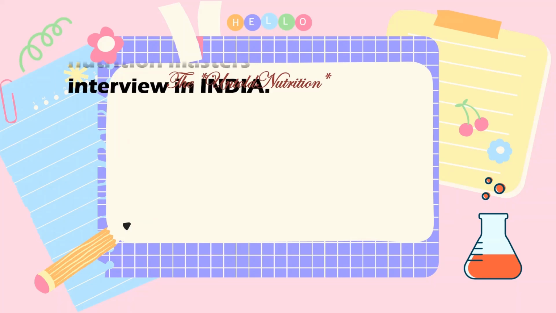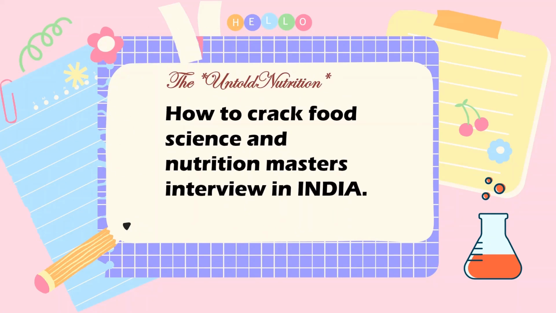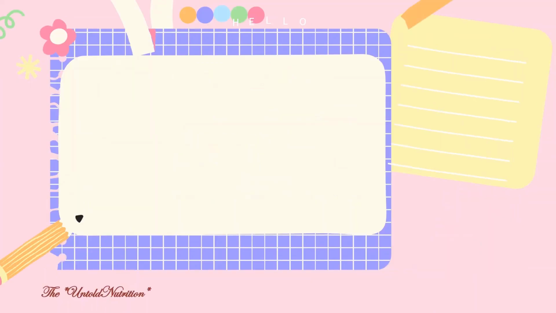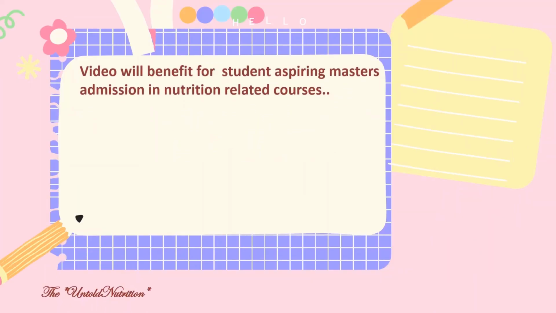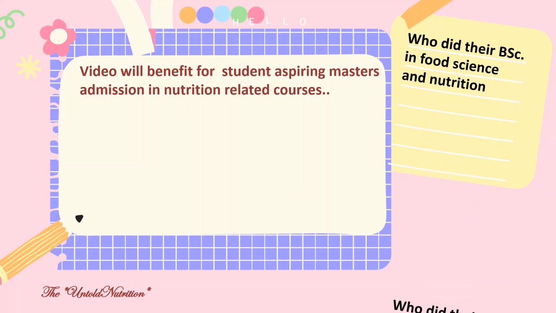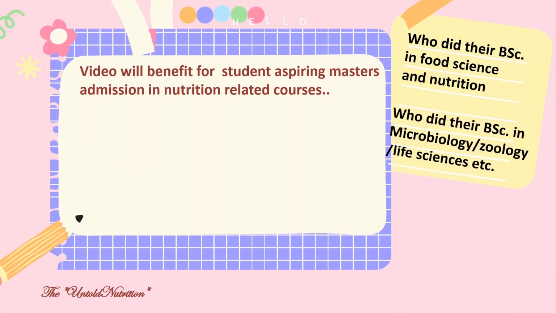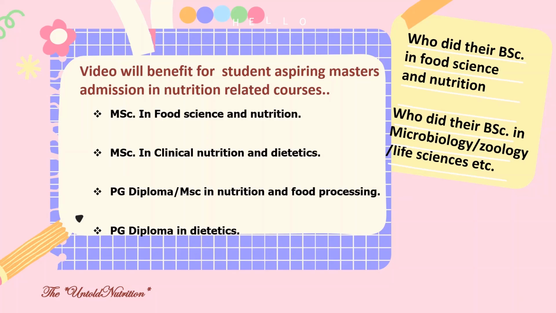So I am here to share some hot tips for master's aspiring students. So without any delay, let's get into the topic. First of all, this video will be useful for students who did bachelor's in food science and nutrition, or did their bachelor's in microbiology, life sciences or zoology, and are aspiring for a master's program in food science and nutrition, master's in clinical nutrition and dietetics, PG diploma or master's in nutrition and food processing, and PG diploma in dietetics.